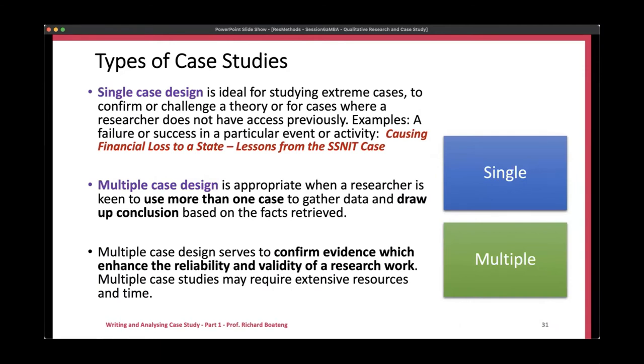Now, beyond that, we can also have a multiplicity of cases, in terms of several units who have experienced something, or we can also have a single case study. A single case study is ideal for studying extreme cases to confirm or challenge a theory, or for cases where the researcher does not have access previously. So let's take an example. Something happens and there's a failure or there's a success in a particular event. Somebody can do it as a single case study.